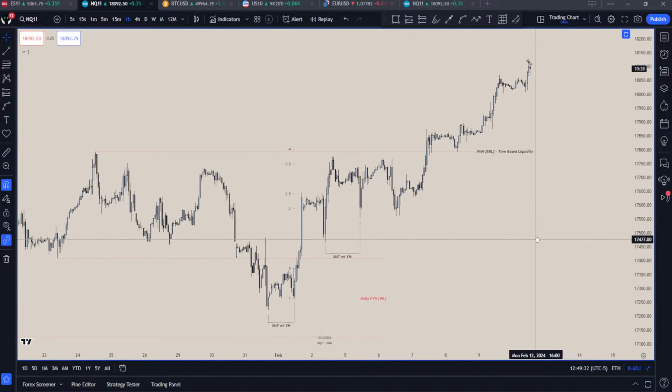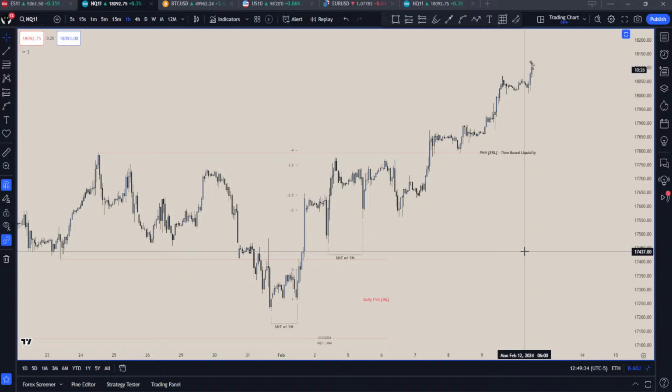And so using power of three, it depends if you're using weekly power of three or daily power of three or 4 hour power of three, right? Because time is fractal. Depending on what power of three you are using, just look at the open price, and you want to buy below it and you want to sell above it.